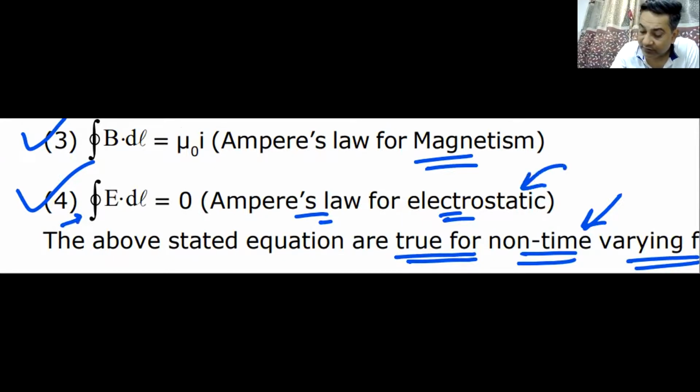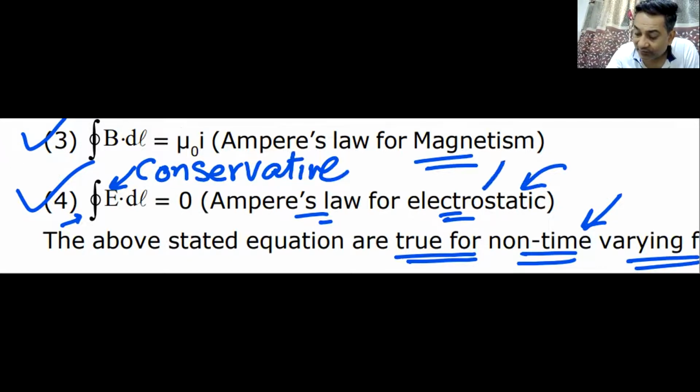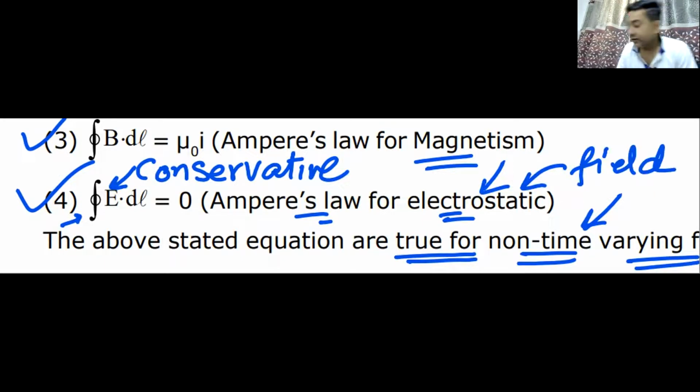This electric field that we see here is conservative in nature. Please note it down. In fact, this electric field is known as electrostatic field. This is not electric field, this is electrostatic field. This is conservative in nature. I hope you have noted it down.